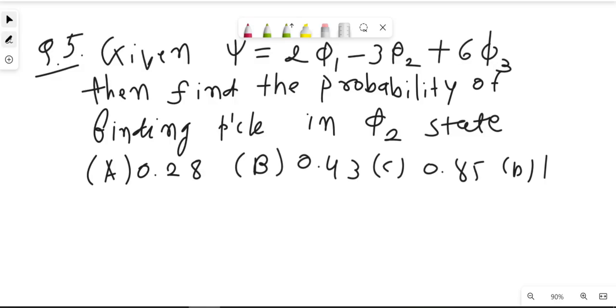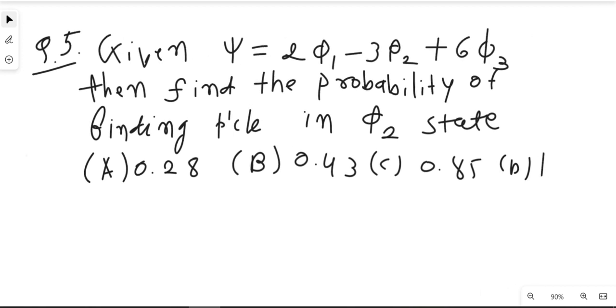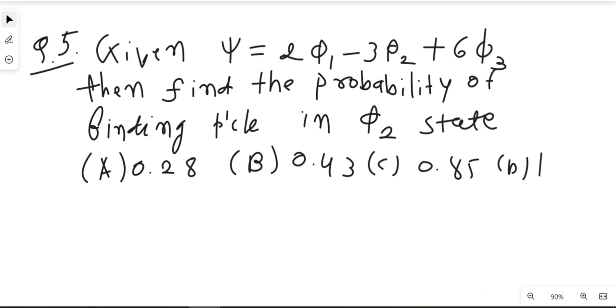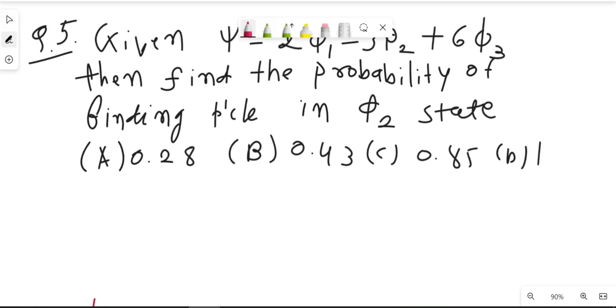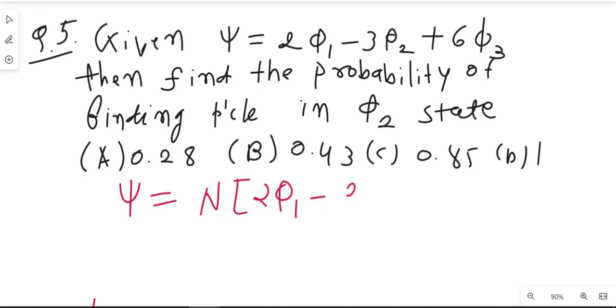The fifth question is, given psi is equal to 2 phi 1 minus 3 phi 2 plus 6 phi 3, find the probability of finding the particle in the phi 2 state. So in such a type of question, we write our wave function as psi is equal to some normalization constant N, and then the function, that will be 2 phi 1 minus 3 phi 2 plus 6 phi 3.